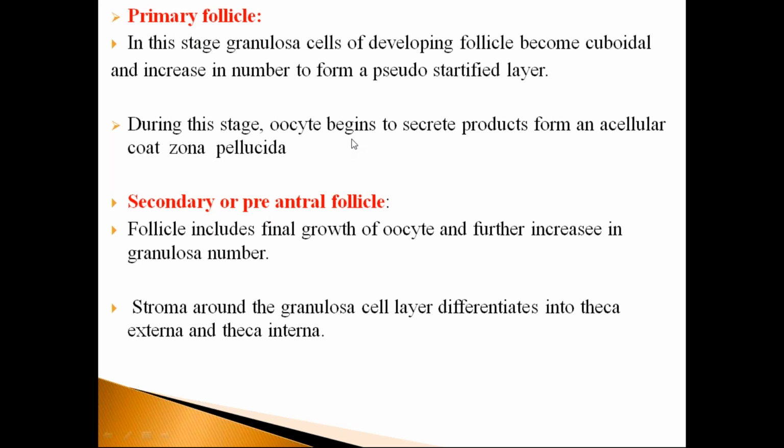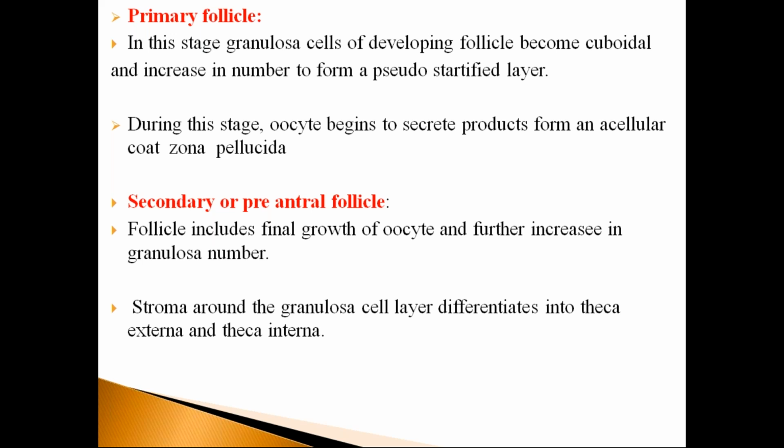During the primary follicle stage, the acellular zona pellucida is secreted outside the oocyte. Therefore, a primary follicle has an oocyte with a covering zona pellucida and cuboidal granulosa cells arranged in a pseudo-stratified layer. A primordial follicle will have flat granulosa cells. Coming to the secondary or preantral follicle, this follicle includes the final growth of the oocyte and a further increase in the number of granulosa cells.